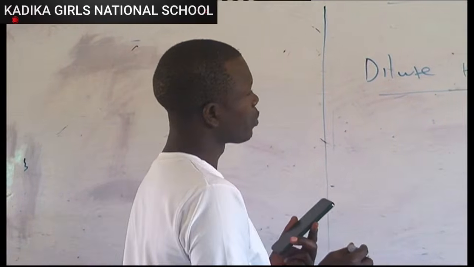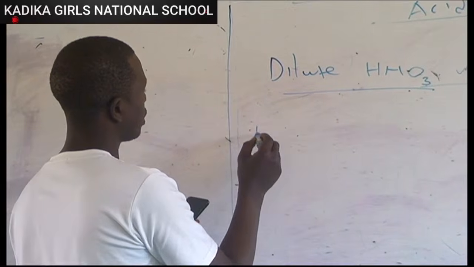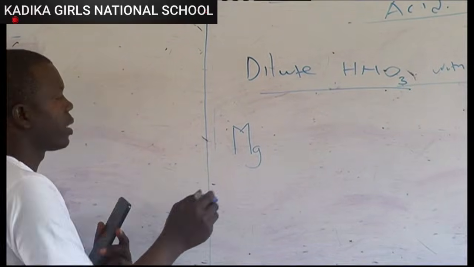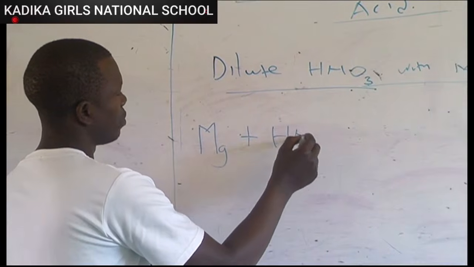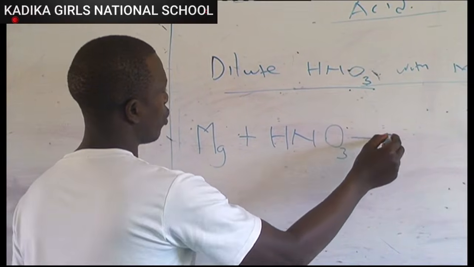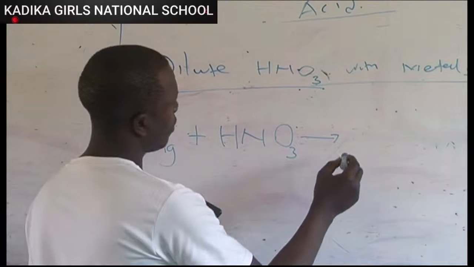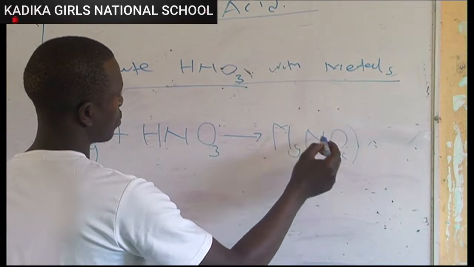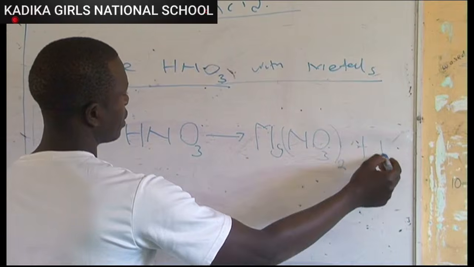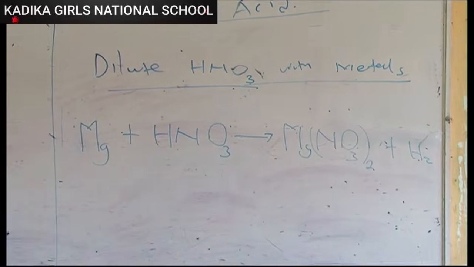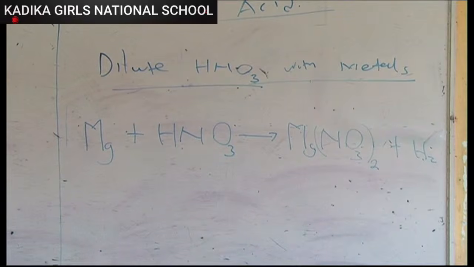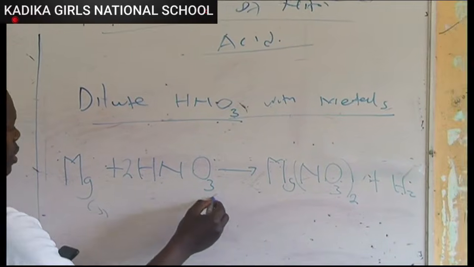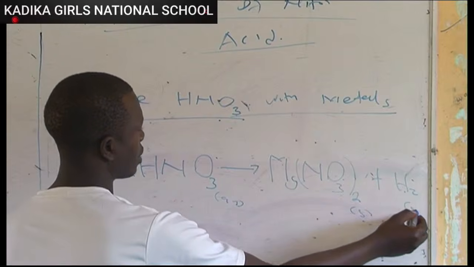So, for example, when we have magnesium as a metal, then we react it with nitric 5 acid, it will form magnesium nitrate plus hydrogen gas. The equation is simply balanced. It's just balanced when you put 2 here. So these are solid, this is aqueous, these are solid, and this is a gas.